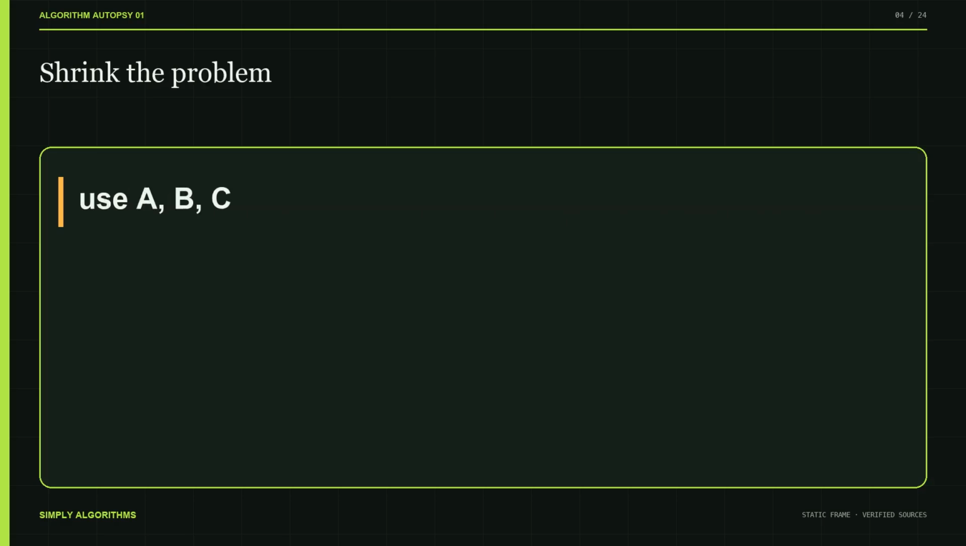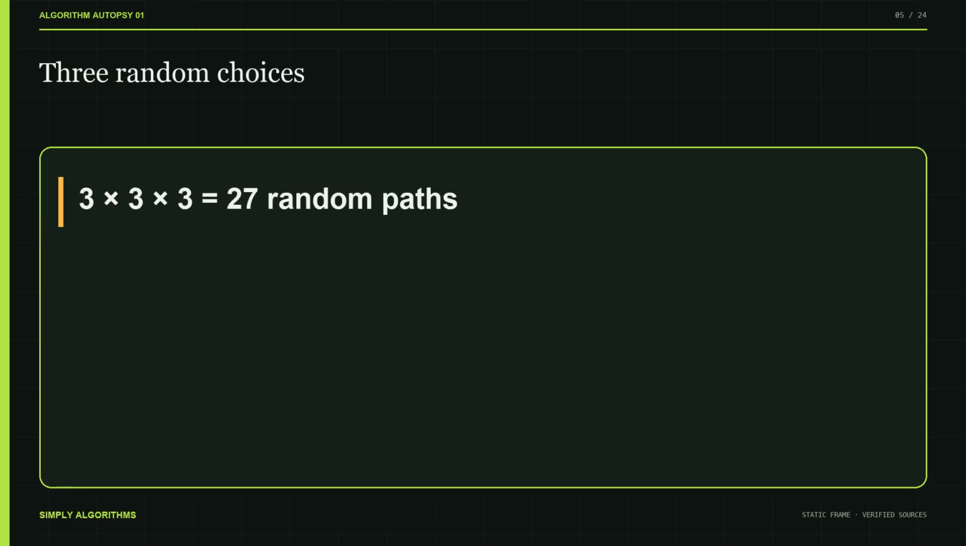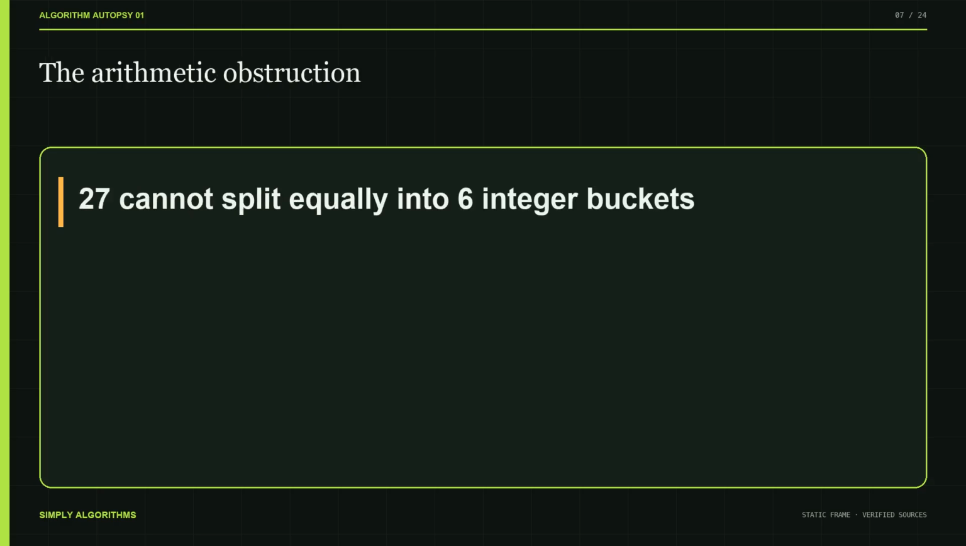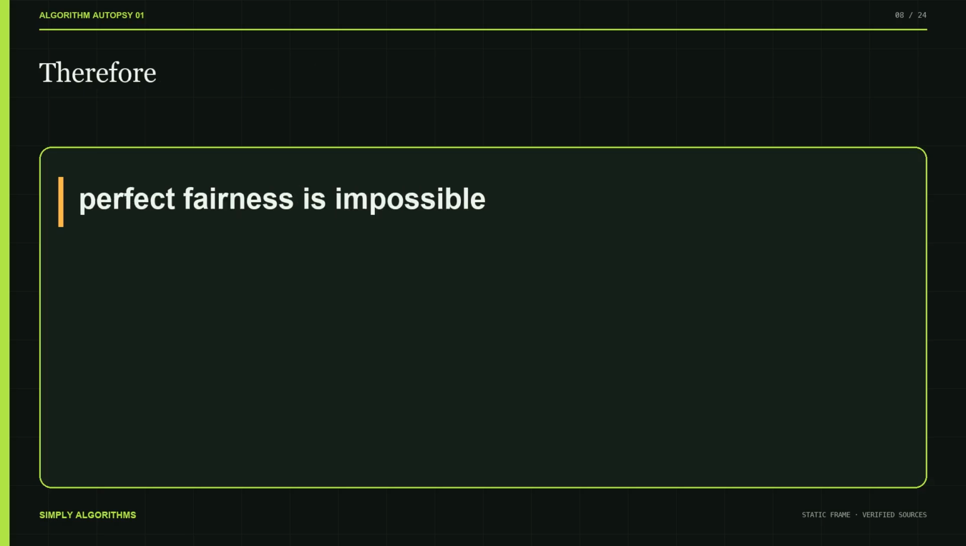3 items are enough to expose the defect and small enough to enumerate exactly. The naive loop makes 3 independent choices, each with 3 options, so it has 27 equally likely random paths. The output has only 6 possible permutations. Each output receives a whole number of paths. 27 paths cannot be divided equally among 6 outputs. So this naive 3-item shuffle is provably incapable of being fair.